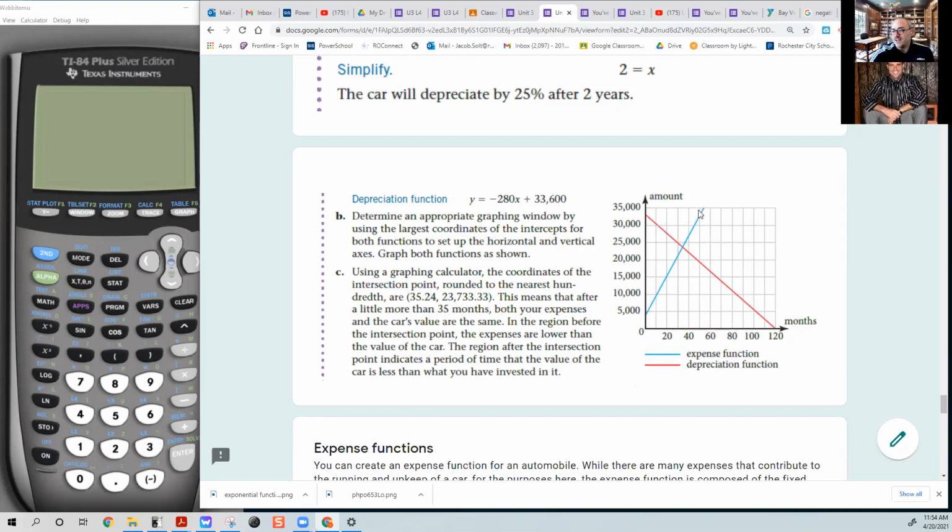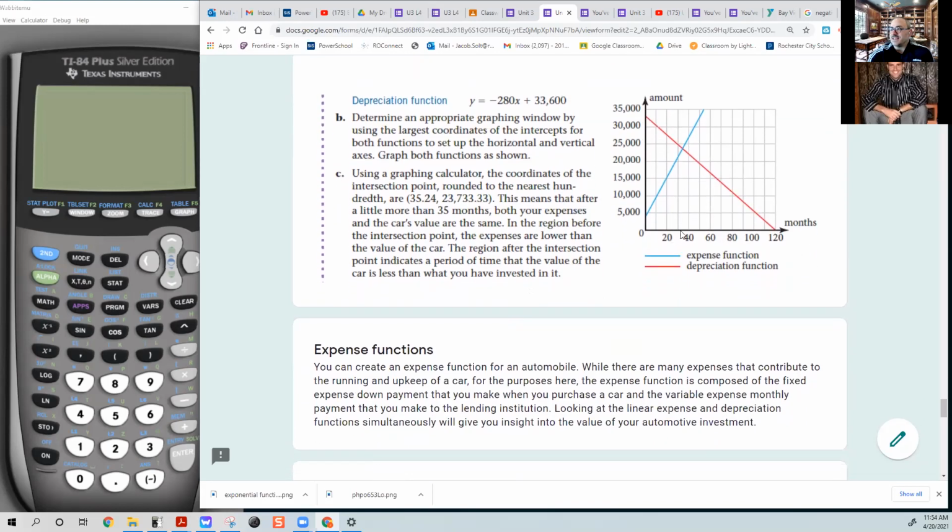The expense function can be a lot of different things, but in this case, I think the expense function is how much is being paid per month for the car, right? When you first start, you paid like $4,000 or maybe $5,000 as a down payment for the car. After 20 months, you've paid a total of $15,000 on your car, and your car is still worth $24,000. After about 30 months, you have paid about $22,000 towards your car, and your car is worth about $25,000.